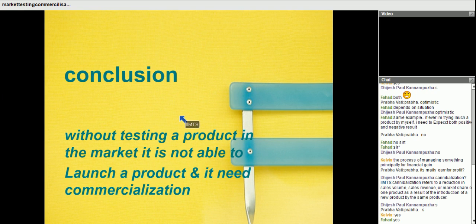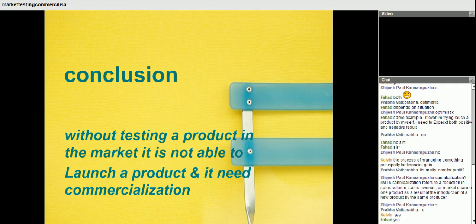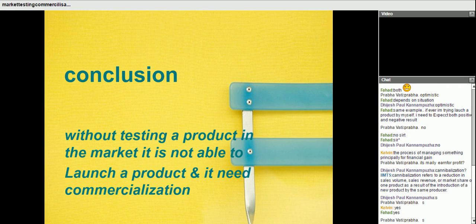Conclusion: without testing a product in the market, a company is not able to launch a product, and it needs commercialization. So both these final phases are very important: commercialization as well as market testing. These two stages. Clear? Any doubts anyone has?